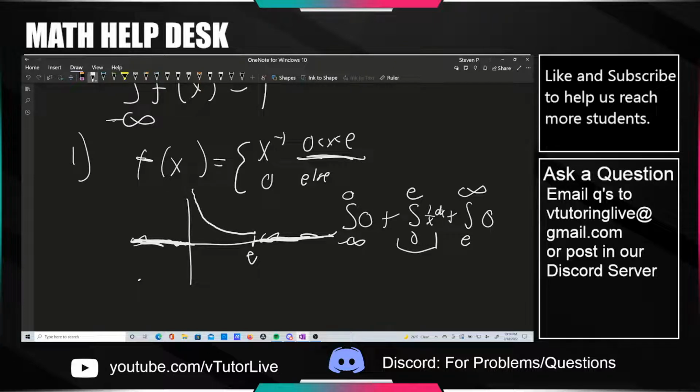If you get less than 1, that's bad. That's a fail. If you get more than 1, that's bad. That's a fail. And if it diverges, if it goes off to infinity or minus infinity, that's also a failing condition. So just do that for all three problems.